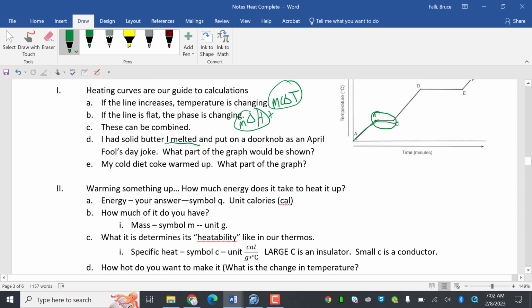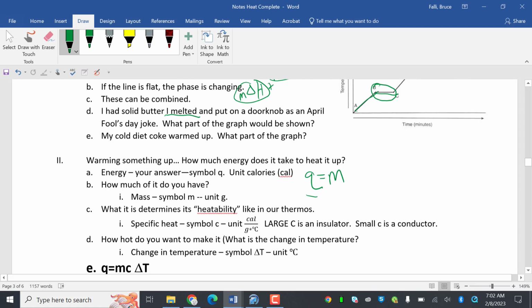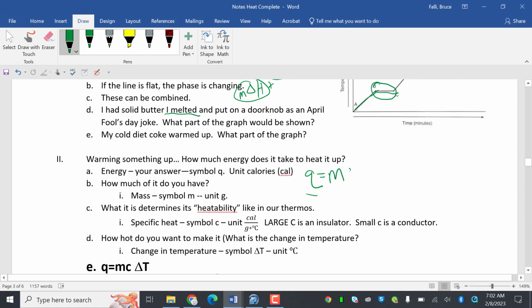Warming something up. How much energy does it take to heat it up? How much energy? That's Q. How much of it do you have? That's M. So the heat is the mass. What determines the heatability, like in our thermos? That's called specific heat. So specific heat, symbol is C, it's calories per gram degree Celsius. A large C is an insulator, a small c is a conductor. So insulation doesn't change temperature very well, but metals do.